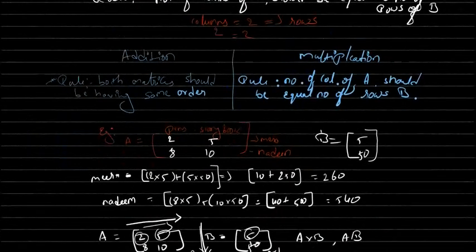The second thing is that in addition, both matrices should have the same order, but in multiplication that doesn't matter. The only rule which works in multiplication is that the number of columns of A should be equal to the number of rows of B. I'm stressing this rule because in CET or in JEE, you might get such kind of questions.